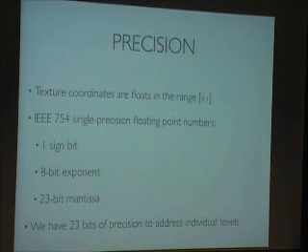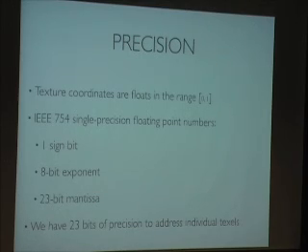So precision. This is something that's interesting, and I didn't used to think about that at all. But there are a bunch of precision issues in the DX pipeline. So we have texture coordinates that are represented by floating point numbers in the range 0 to 1. And IEEE 754 specifies the layout for bits in the floating point number. And you have essentially one sign bit, you have an 8-bit exponent, and a 23-bit mantissa.